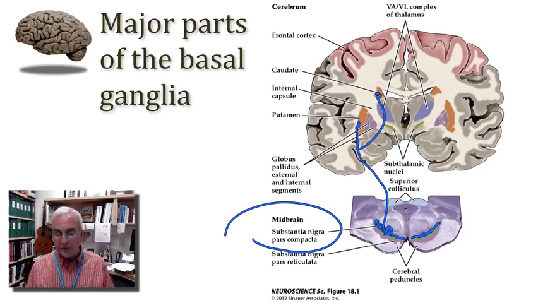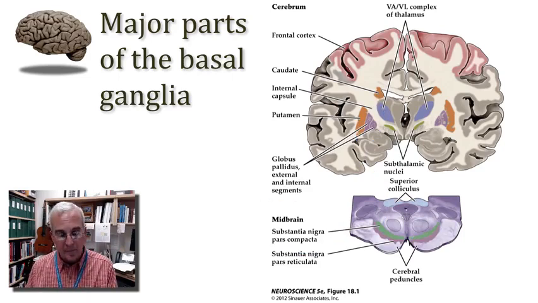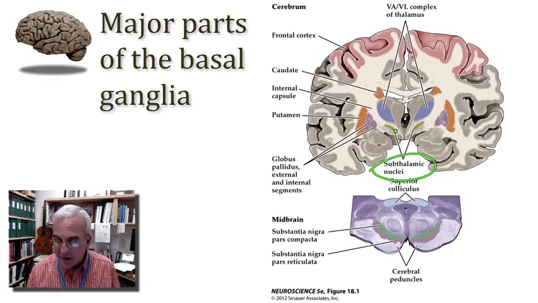There's another structure that provides an important modulatory influence over the basal ganglia, and that is the subthalamic nuclei. The subthalamic nuclei sit basically just in front of the substantia nigra, on top of the cerebral peduncles, at a junction between the diencephalon and the midbrain. But the subthalamic nuclei are part of the diencephalon.